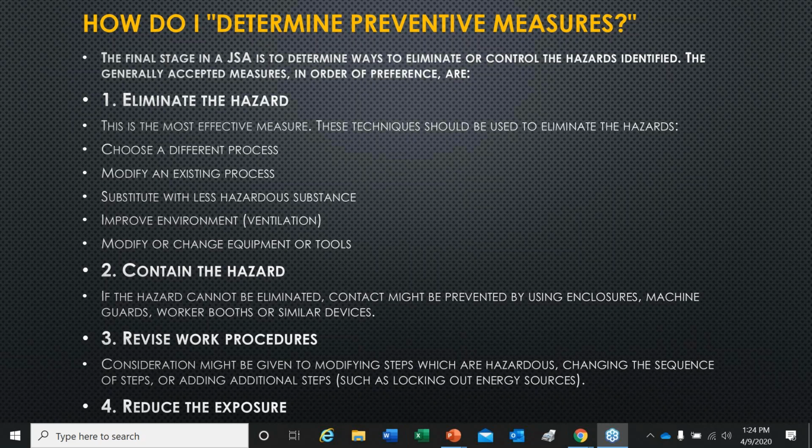But you got to look at those kind of things and what would you do? And then next thing would be to contain the hazard. Okay, you can't eliminate it, but what can I do to prevent problems with the person? How can I change that?